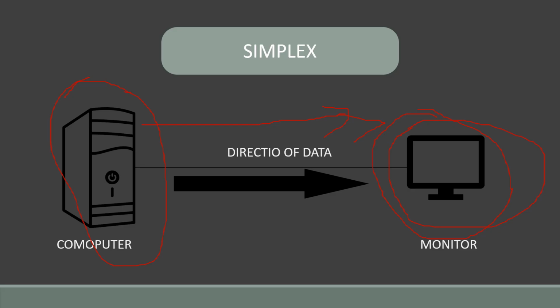Examples include keyboard and monitors. When you type, the keyboard sends data to the computer, but the computer does not send back any kind of data to the keyboard. Use cases are broadcast systems like television and radio, where information is sent from the station to the audience without any return signal.